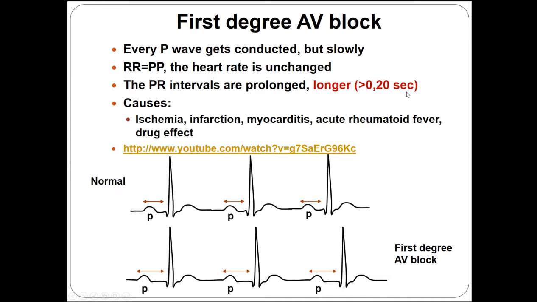And you can say that it is over 0.2 seconds. Now, the PR interval is not constant. The PR interval depends on the heart rate. If you have a faster heart rate, your PR is shorter. If you have a slower heart rate, the PR is longer. If you are younger, the PR is shorter. If you are elderly, the PR is getting longer, but it is never longer than 0.2 seconds. This is what you can remember, okay?